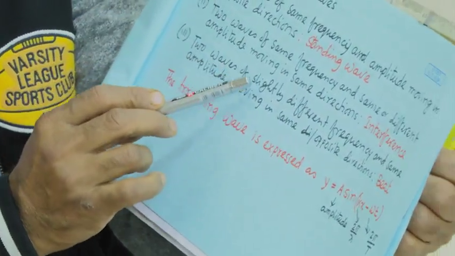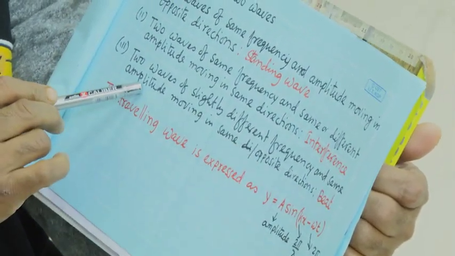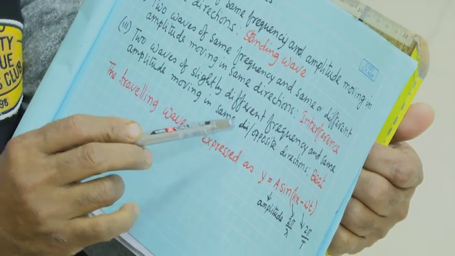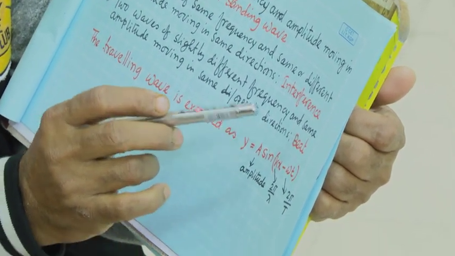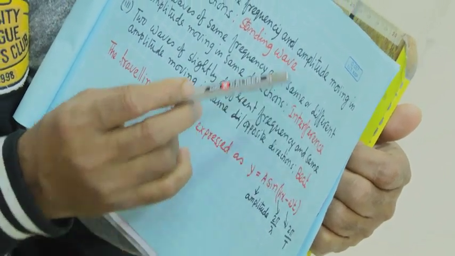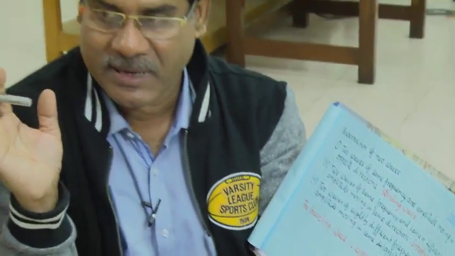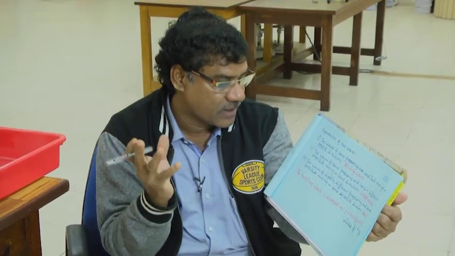Two waves of slightly different frequency and the same amplitude moving in the same or opposite direction, then it forms what we call a beat. Okay. So this is the superposition of two waves. Whatever you will see here is basically the superposition of two waves. Okay. So it may be longitudinal or transverse.